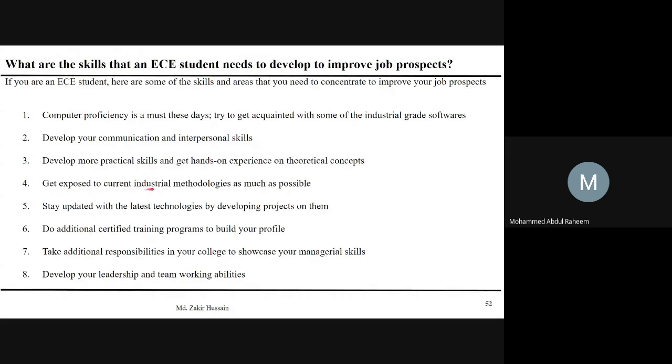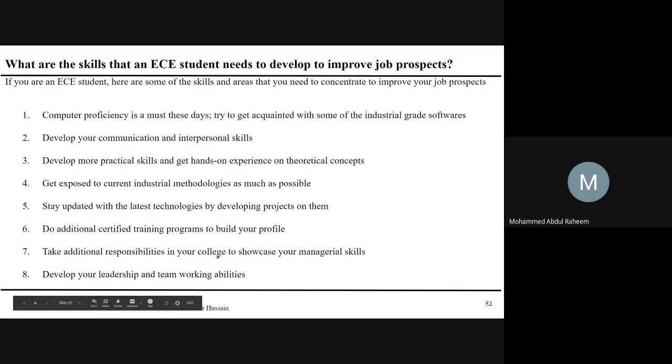Get exposed to current industrial methodologies. Those are, as I spoke earlier, some government companies. Visit those websites, see what is happening, go through them, and you will understand how industry is moving and in which direction. Stay updated with the latest technologies by developing projects on them. Do additional certified training programs. During your engineering, you may sometimes have to do certified training programs as well to build your profile. Take additional responsibilities in your college to showcase your managerial skills.